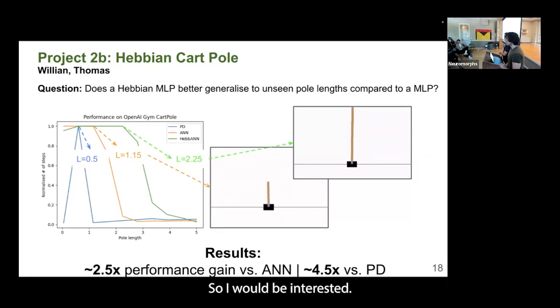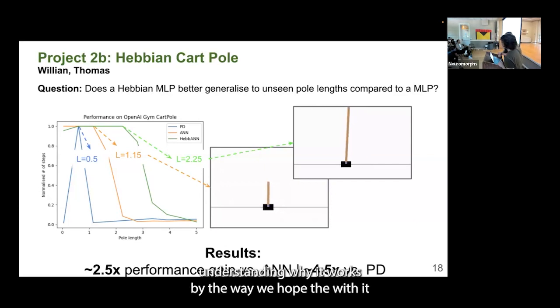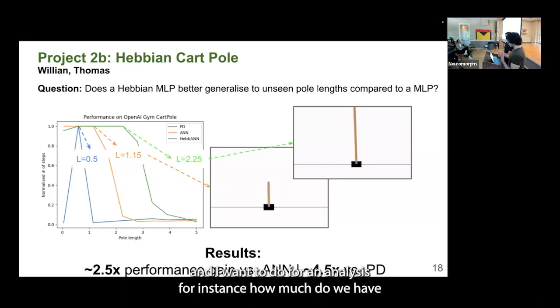So I think it would be interesting to compare the PID parameters being controlled by a neural network that learns the dynamics. So the PID controlled parameters learn online. Yeah, that would be interesting. I mean, we're still understanding why it works better. We hope it wouldn't. And we want to do further analysis. For instance, how much do we have to increase the ANN parameters to match the Hebbian one? And the ANN, just to say, the topology and the number of neurons are identical between the Hebbian and the ANN.